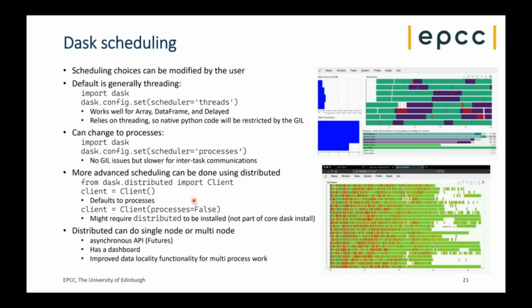In general, for most of these things, you can just accept the defaults, but it's worth knowing that you have the ability to configure that. It's also worth noting that Dask distributed is not installed as part of the core Dask install. On ARCHER2, Dask is installed as part of Cray Python, but Dask distributed isn't, so you need to install that yourselves. But Dask distributed lets you do multi-node stuff, and it gives you some quite nice dashboards like this.